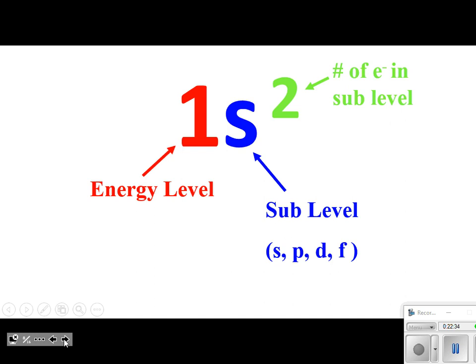Now, look at your periodic table. Find main energy level 1 up at the top. The S sublevel is the only sublevel on main energy level 1. There are 2 electrons on that S sublevel. So this right here, 1s2, is the electron configuration for what element? Helium. That is the electron configuration for helium.